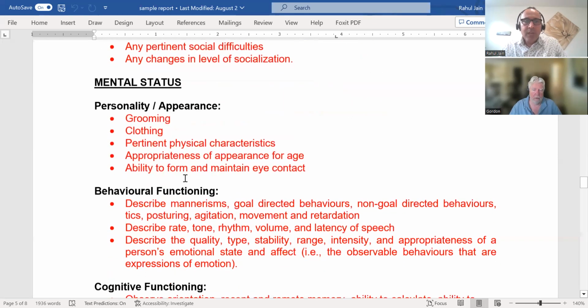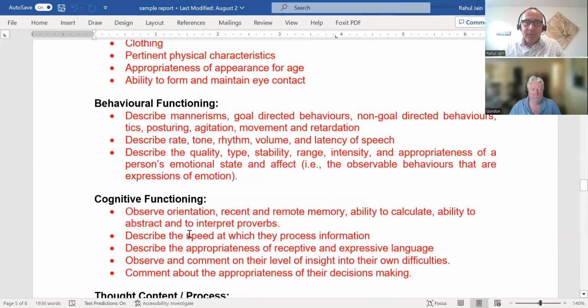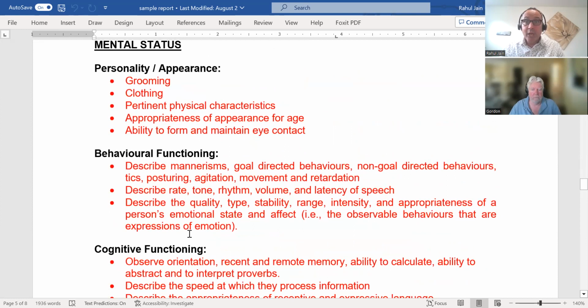So, behavioral functioning. During that time, how was their behavior? How was their rate or tone of speech when they were talking to you? In the behavior, you could even include any psychomotor agitation. You notice the client was just shrugging their shoulder, or cracking their knuckles. Did you notice they were tapping their foot? So all those behaviors, right?